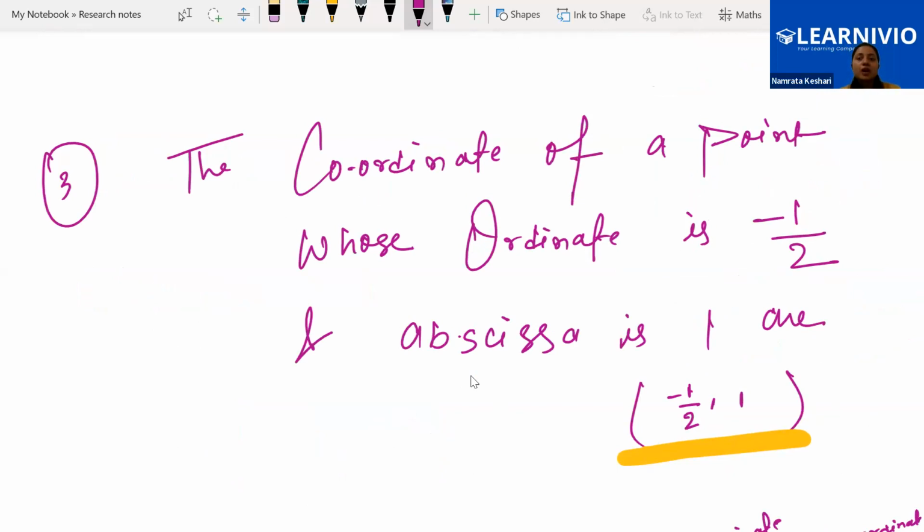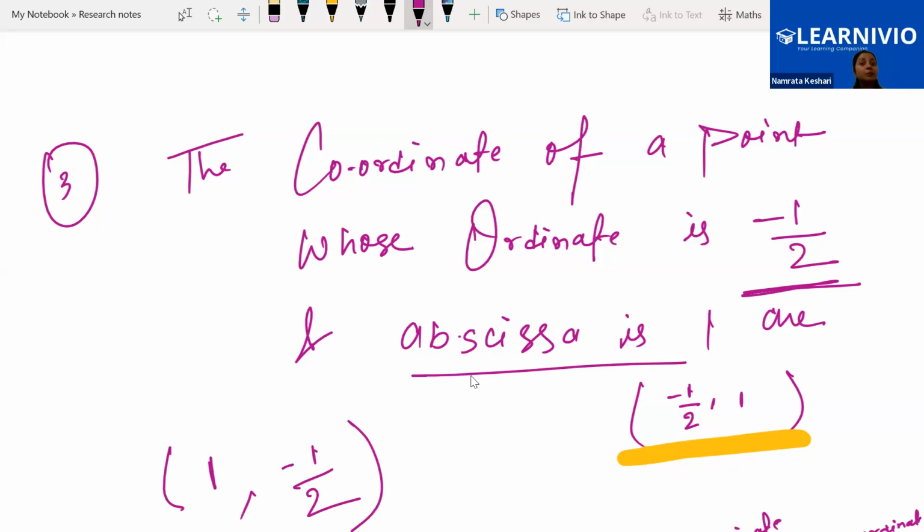Yes, ma'am. Got it, everyone? Abscissa is the name of the x coordinate, and ordinate is the name of the y coordinate, just another name. Sometimes, instead of x coordinate and y coordinate, the question can be given like this. So we must know the names: abscissa is x and ordinate is y. If abscissa is 1, x is 1. If ordinate is -1/2, y will be -1/2.